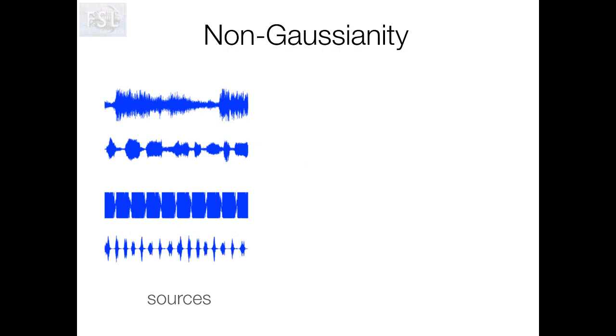Now I'm going to try and explain ICA in a different way. We're going to think about ICA as a tool for unmixing a mixture of signals. Here we have 4 different sounds, and I'm going to play them one by one. Here's the first.